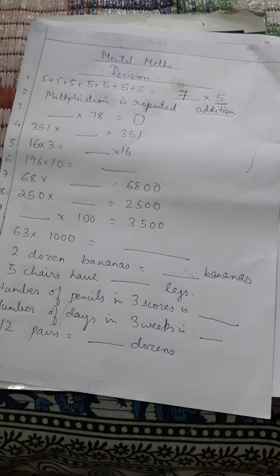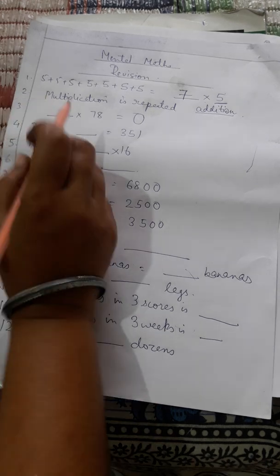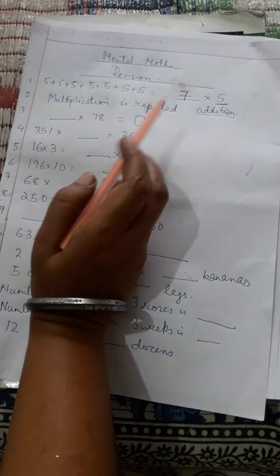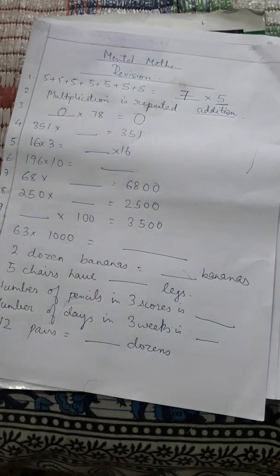Next, dash into 78 is 0. Now let's do the properties of multiplication. In the property of 0, whenever we multiply any number with 0, we get the result as 0. So 0 into 78, the answer will be 0, or 78 into 0, the answer will be 0. So write down 0.